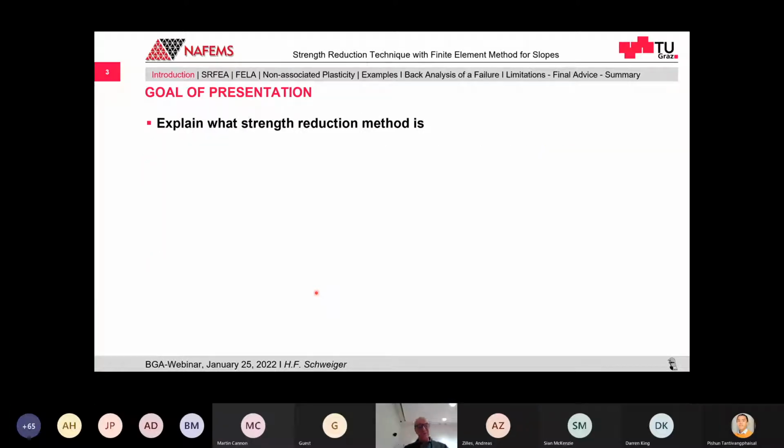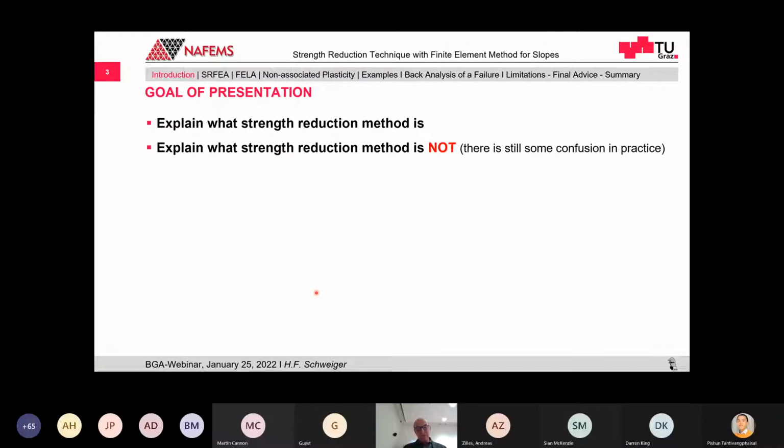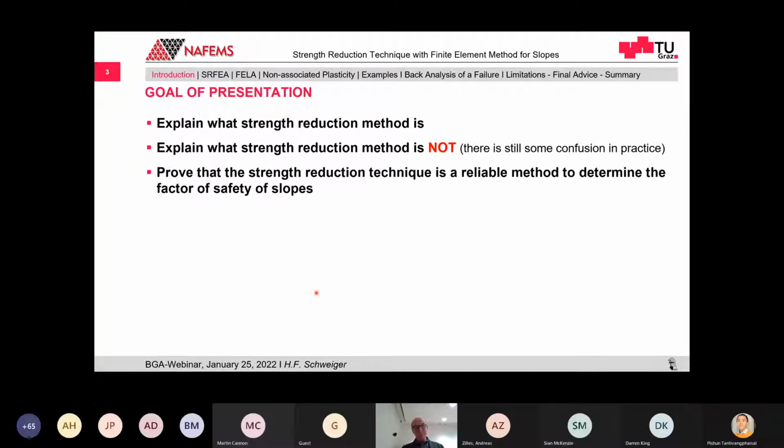Now, what's my goal of this presentation? First of all, explain what the strength reduction method is, and secondly, also explain what it is not. I think there is still some confusion in practice sometimes about what is happening in the code during a strength reduction method. Then I hope to convince you that this is a reliable method to determine the factor of safety of slopes, and actually also for other geotechnical structures, but we are concentrating on slopes today.